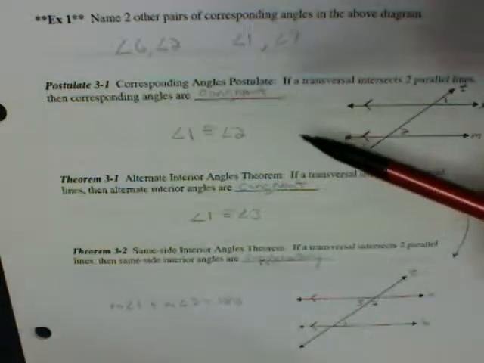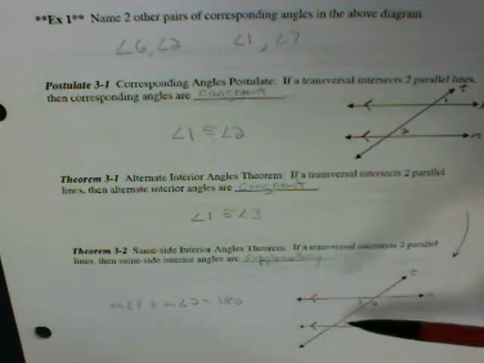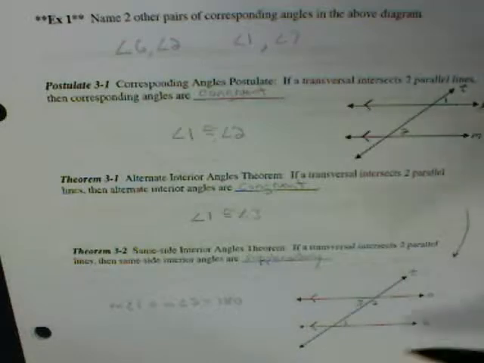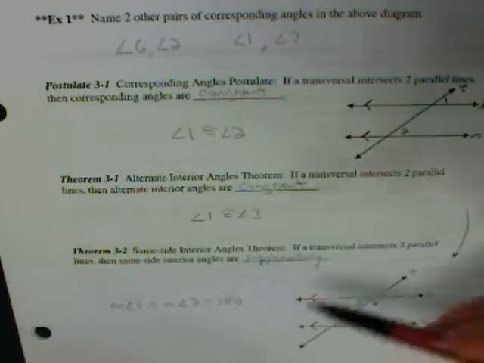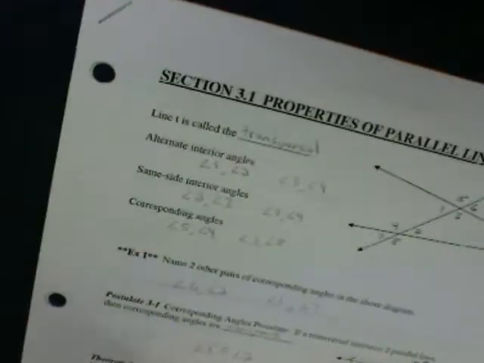So here we have corresponding angles are equal, alternate interior angles are equal, but same side interior are supplementary. And this is all based on the fact that those lines have to be parallel. As soon as those lines are not parallel, these angles will no longer have those special relationships. Let's turn the page.